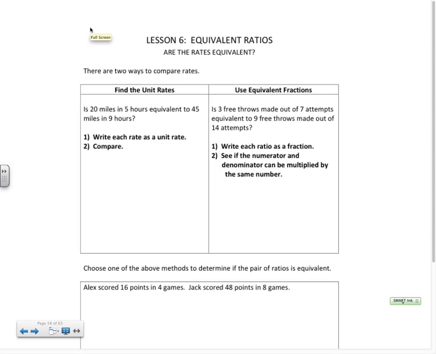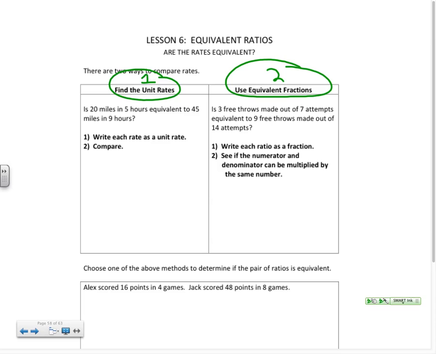Lesson 6 on equivalent ratios. Two different ways to see if the rates are equivalent or if the rates are the same. The first way we're going to compare rates is by finding the unit rate. The second way we're going to find if the rates are equivalent is by looking at them as if they're fractions, equivalent fractions. So let's focus on the first way.